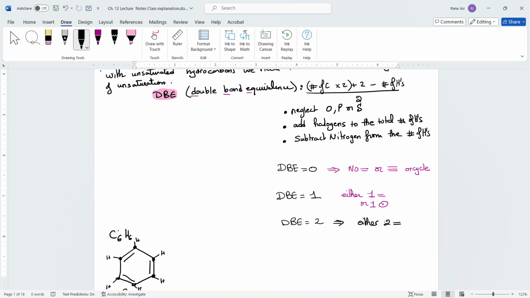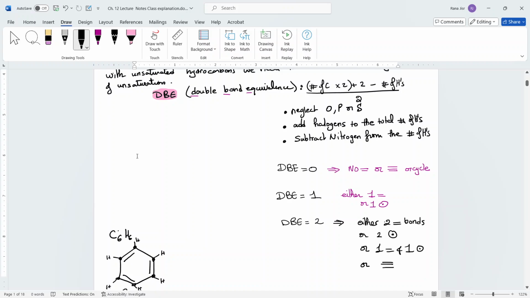So if you have a DBE of 2, then you're going to end up having 2 double bonds in there, or 2 cycles, because every cycle is a DBE of 1. So you do the combination. Or I can have 1 double bond and 1 cycle, and this is very helpful information when you are drawing the structural isomers or the constitutional isomers. Or you can have a triple bond. So a triple bond is a DBE of 2.